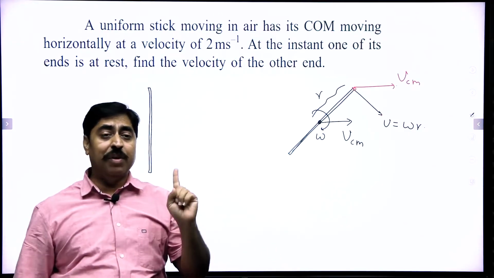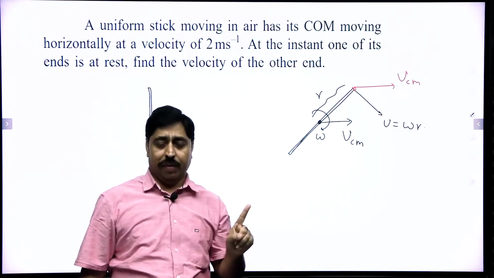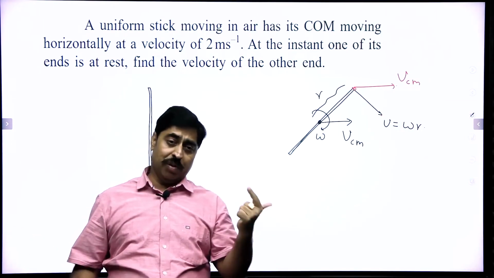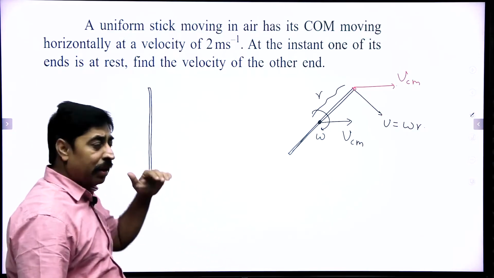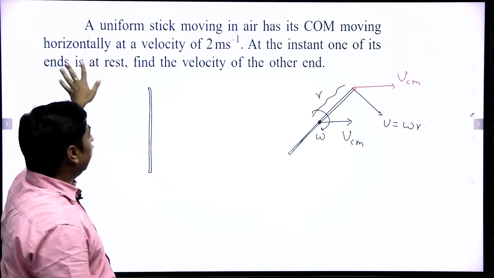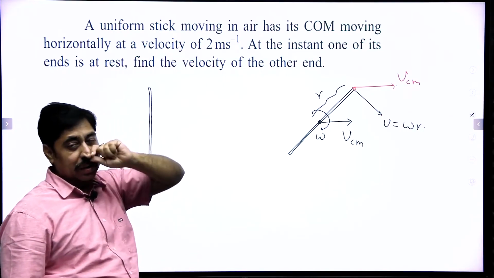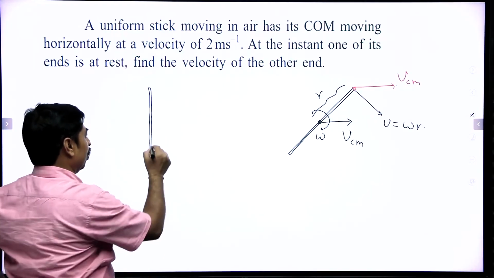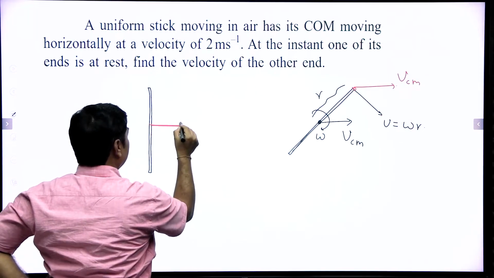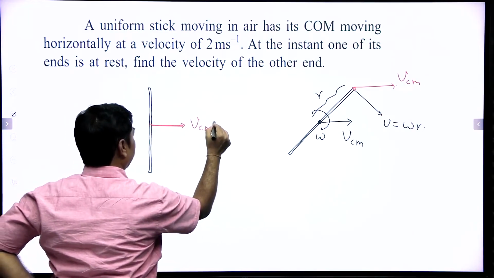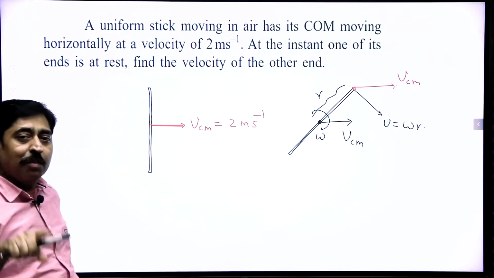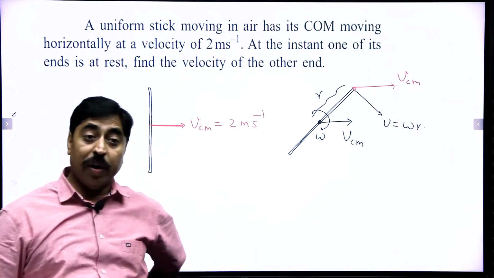The resultant of two vectors can be zero in only one way. The two vectors must have the same magnitude, and they must have opposite directions. So, if you read the question carefully and think for a moment, you will know that at the instant mentioned in the question, one thing is sure: the center of mass is moving horizontally and the stick at this instant must be vertical. How do I know this?